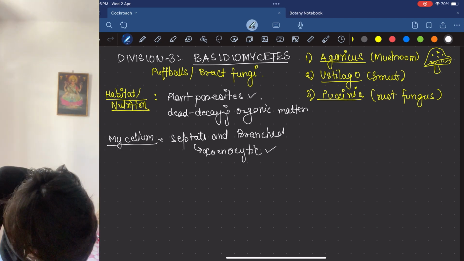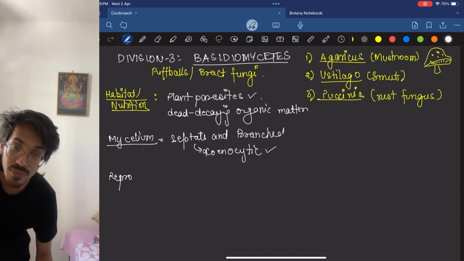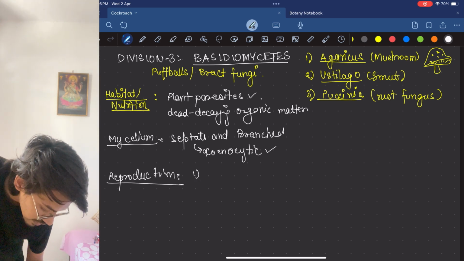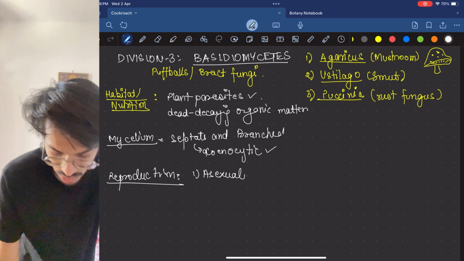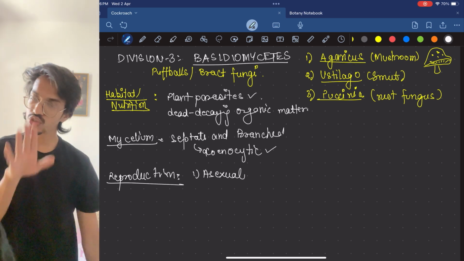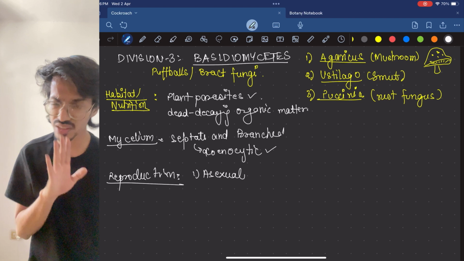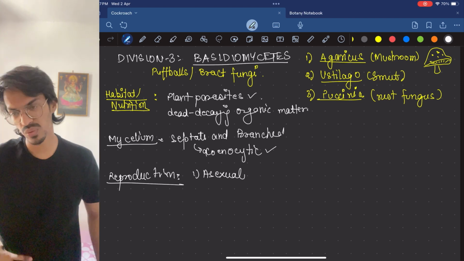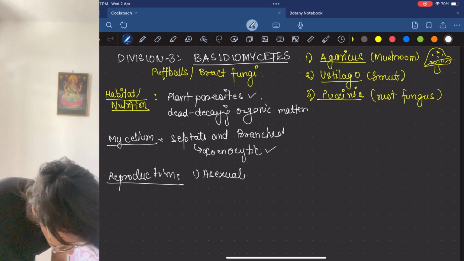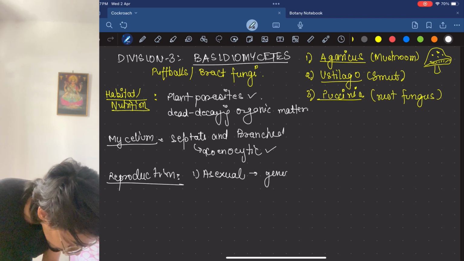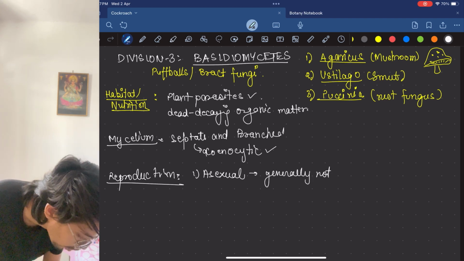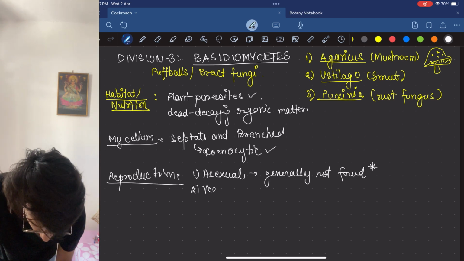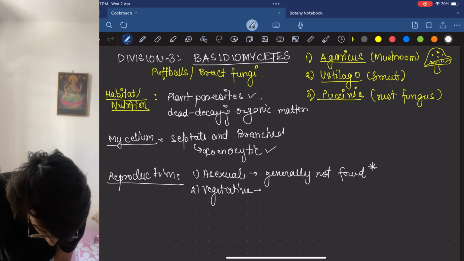Then we come to the reproduction. Again, we have to see only two types of reproduction. What are they? We have to first see the asexual, then the sexual ones. The asexual reproduction over here is generally not found. Okay, but vegetative reproduction by fragmentation is common over here. Very important statement. Vegetative reproduction will take place, and that too by what? By fragmentation.